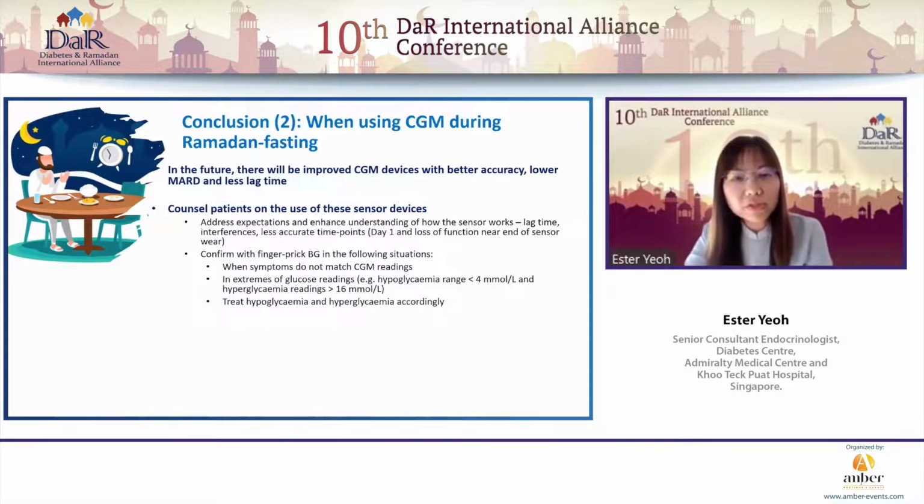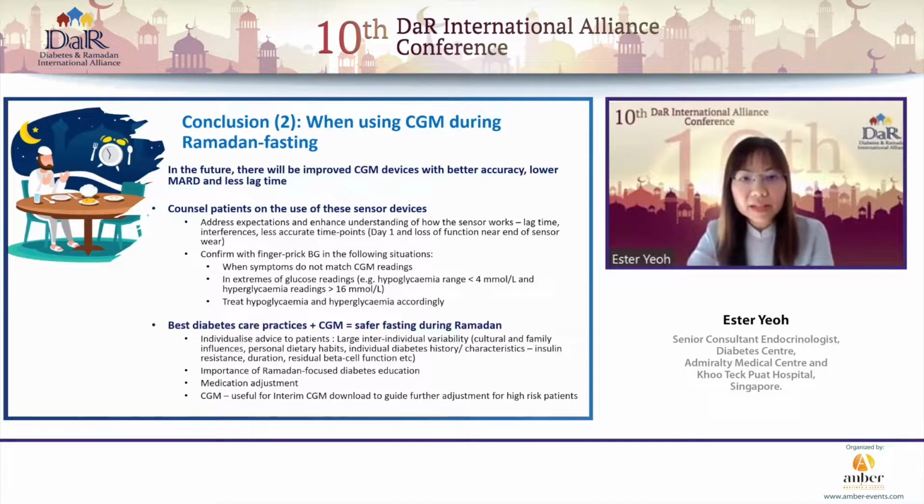And it's important to confirm with a finger prick blood glucose in the following situations: when symptoms do not match CGM readings, in extremes of glucose readings, particularly in the hypo range and hyper ranges, and to treat hypoglycemia and hyperglycemia accordingly. And as seen in the study by Dr. Mohammed, best diabetes care practices plus CGM results in safer fasting during Ramadan.